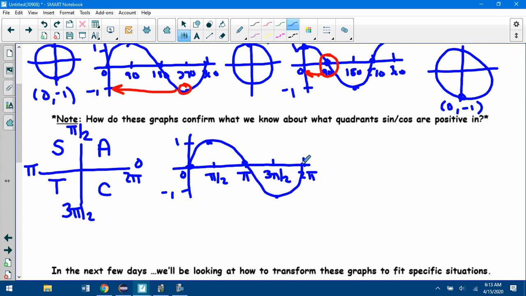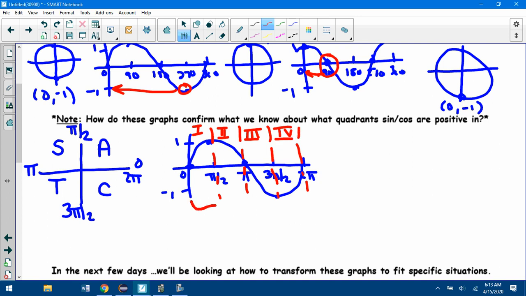Okay, now look at where the quadrants are in this graph. 0 to π/2, right here, that's quadrant 1. π/2 to π, that's quadrant 2. π to 3π/2, there's quadrant 3. And finally, 3π/2 to 2π, there's quadrant 4.